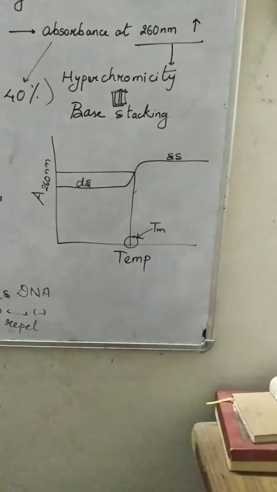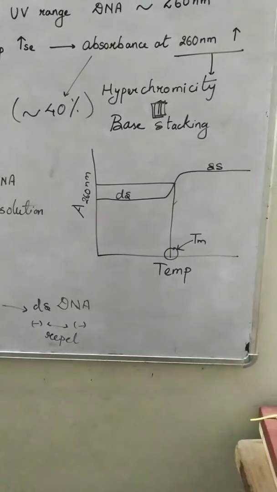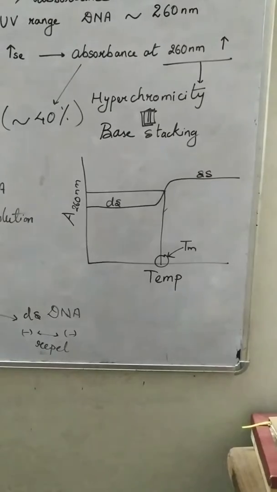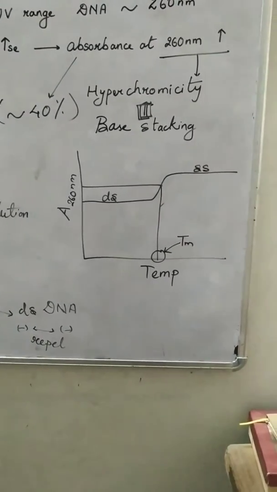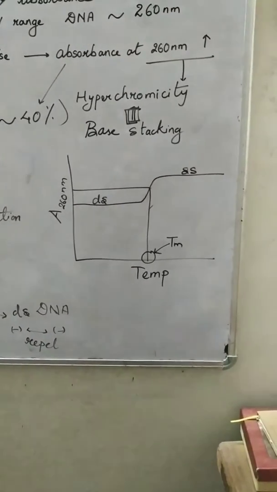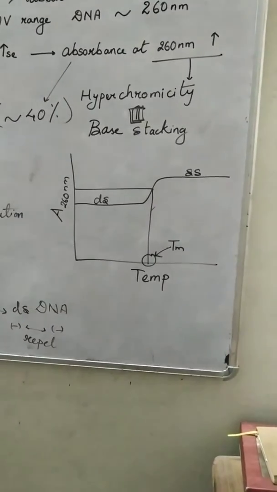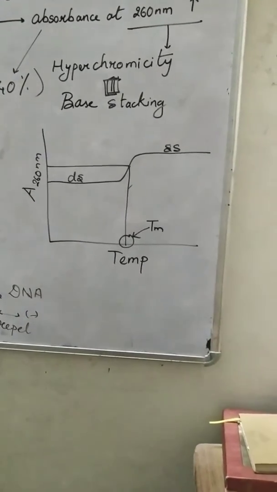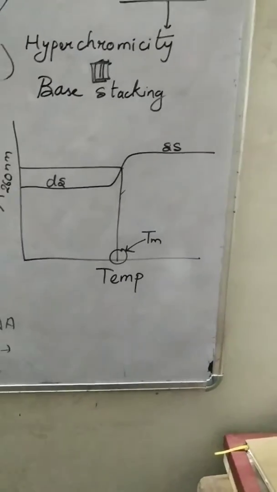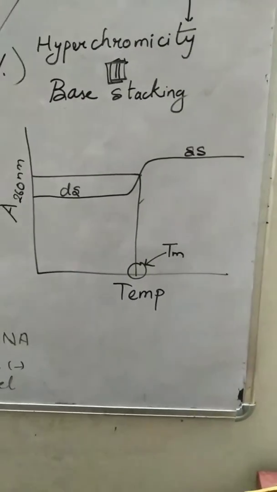Now if a graph is plotted between temperature and the optical density or absorbance, we find that up to a specific temperature, the double stranded DNA is maintained, but after some time there is a transition of double stranded DNA to single stranded DNA, and the midpoint is known as Tm, that is the melting temperature, where exactly the double stranded DNA converts to single stranded DNA.